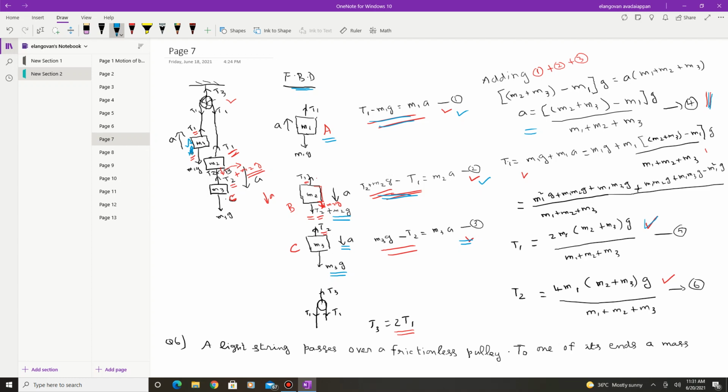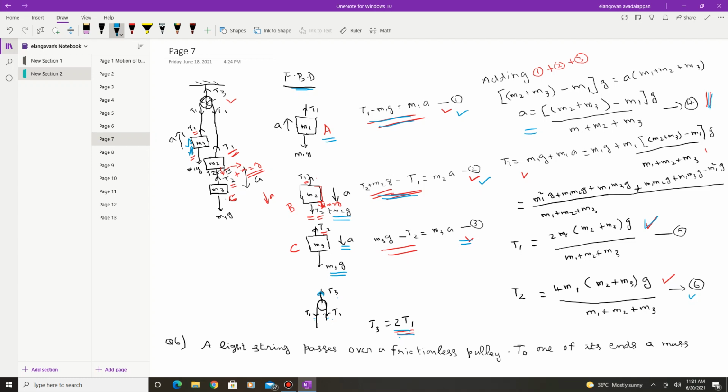You substitute T1 in equation 2, you can simplify and you can get T2. This T2 is calculated as 4m1 into m2 plus m3 into g divided by m1 plus m2 plus m3. So this is equation 6. Also, if you want to calculate the tension acting in the wire on the pulley, this is T3, which must be equal to T1 plus T2. Both sides are T1, so T3 is equal to 2 times T1. If you substitute the value of T1 in that expression, you can calculate the tension T3.